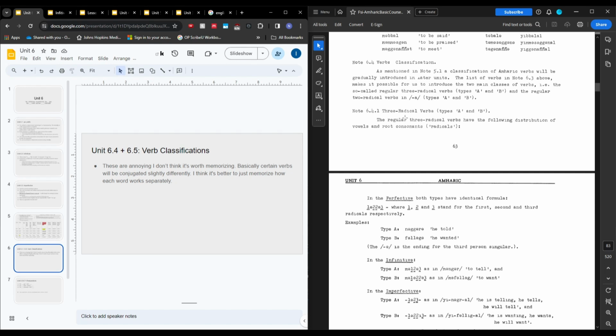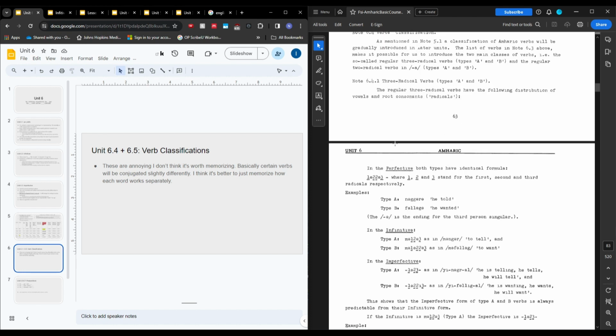So 6.4 and 6.5 are talking about verb classifications. I don't think these are important. I will explain them in a general sense in case you actually want to know it, but I don't think it's helpful. I think it's trying to show how to conjugate certain words, but I think it's better to just literally case by case, word by word, memorize what it's supposed to sound like. And a lot of the time these rules are way too specific and they don't really make that much of a difference in the pronunciation, so I don't think they're worth memorizing.